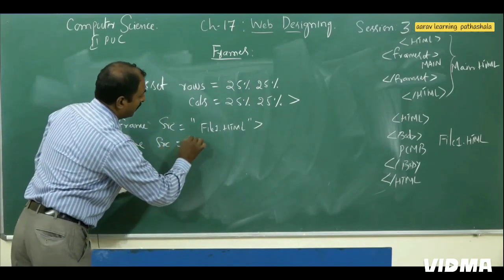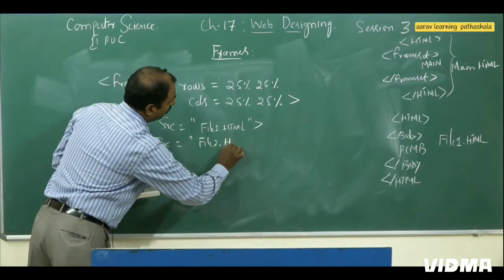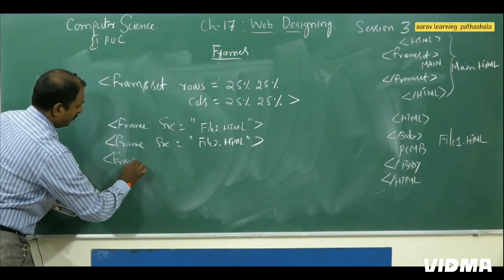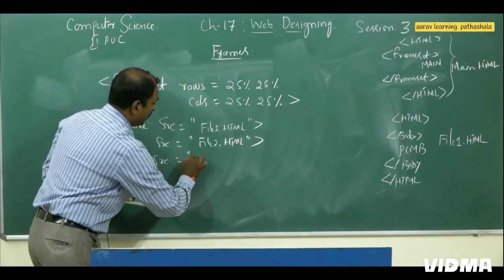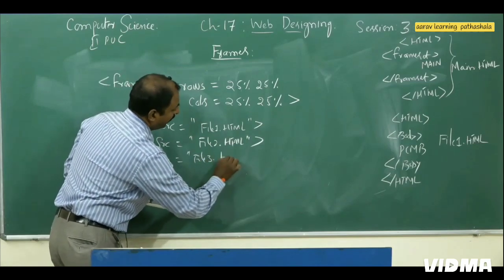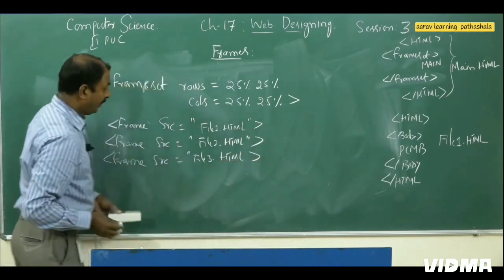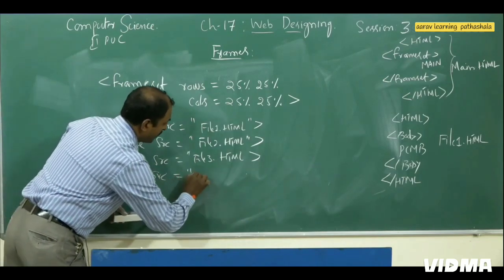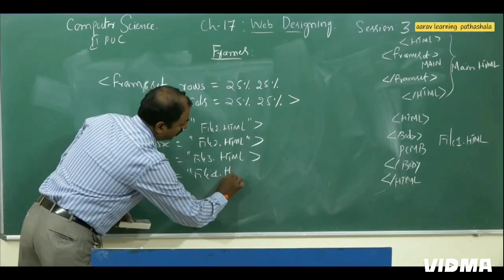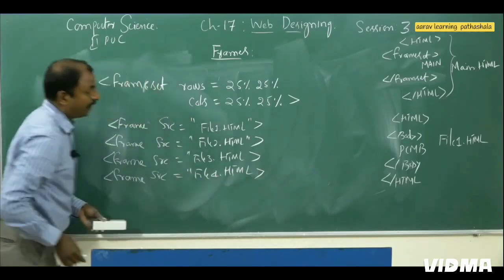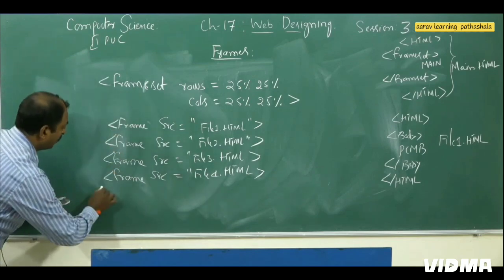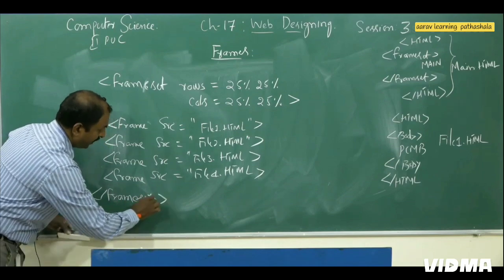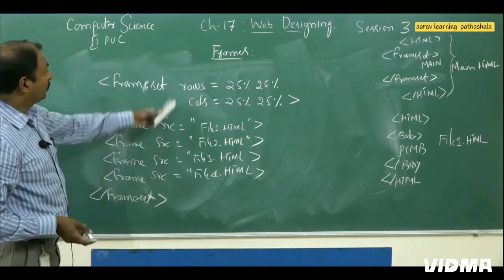And again here, frame src, this is file2.html, and frame src file3.html, and frame src file4.html, and next we have to close this frameset tag. This is the frameset tag. So here, what would be the output of this, students?